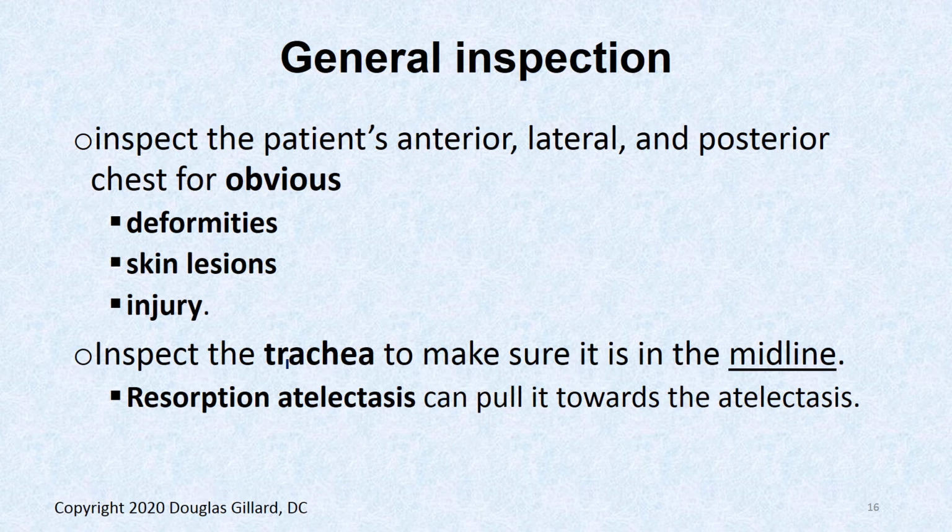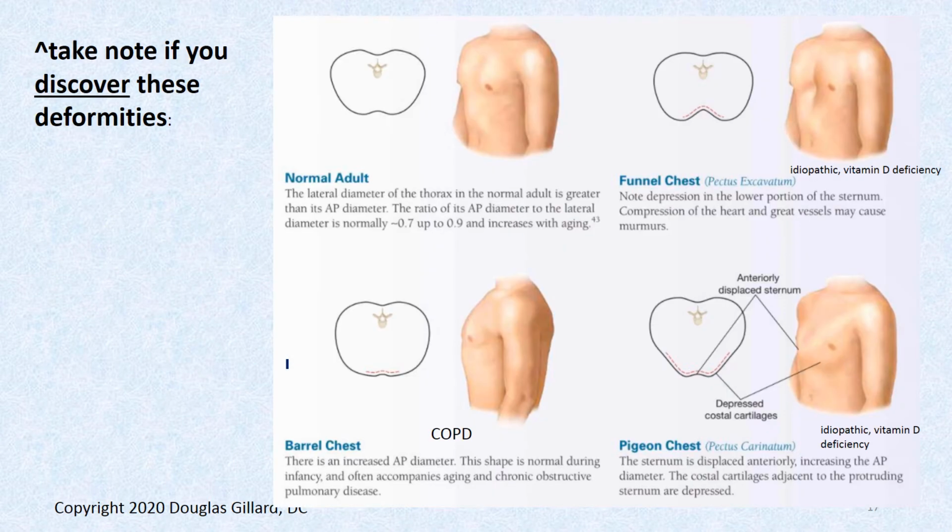General inspection is first, so the patient should be disrobed for this to be done. Look for deformities, skin lesions, skin cancers, injuries, scars, things like that. Also, from the anterior, look at the trachea to make sure it is not deviated to the right or the left. There's a resorption atelectasis that can occur, especially in people with chronic bronchitis or asthma, where you can get a sucking of lung tissue. The lung can collapse from the inside out. So you get a compression atelectasis where it pushes the lung in, or you can get an absorption or reabsorption atelectasis where it sucks the lung tissue in.